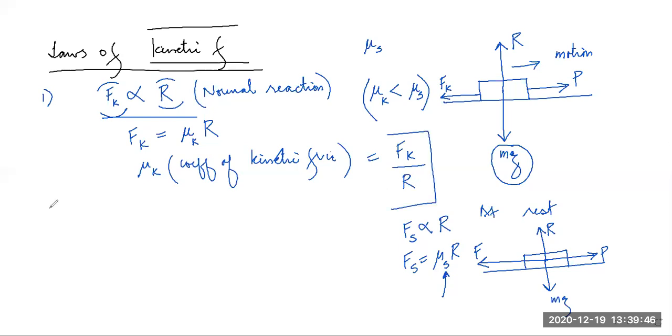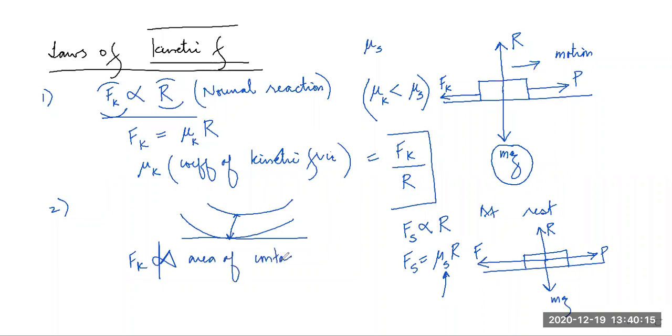This is the first law. The second law is, students, you may be thinking that if a tire is moving on a road, the wider the tire, the more friction. Not exactly. This was an older view. Kinetic friction does not depend upon area of contact. It doesn't depend upon area of contact. Remember that. We can prove it also.